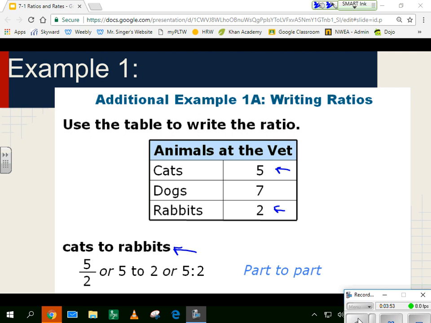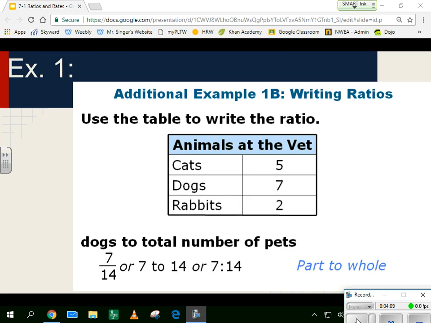This is an example of what we were looking at in the last slide of part to part. And the reason it's part to part was we're not looking at all the animals, just the small part of cats and the smaller part of rabbits. Okay? Have this down as an example, table and all, before moving on. And because I had you write down the table already, all you have to do is look at the bottom part, and let's make sure we look at this now.